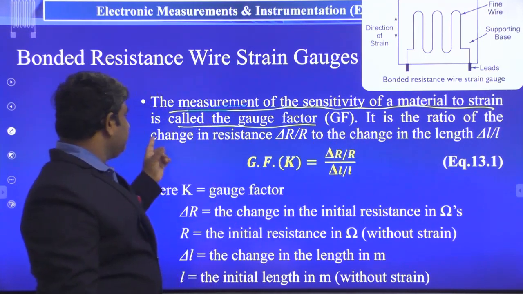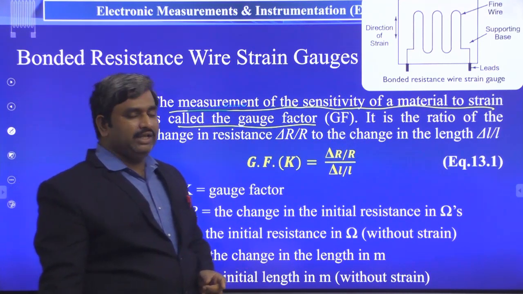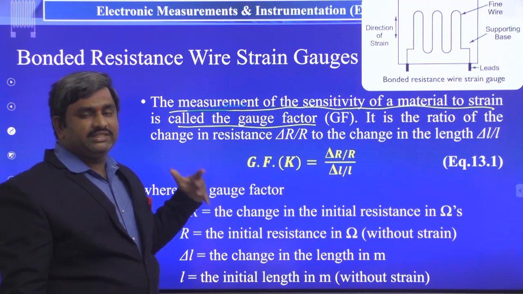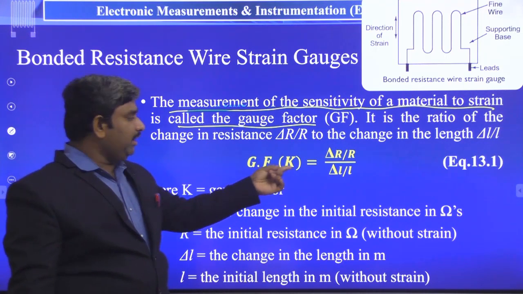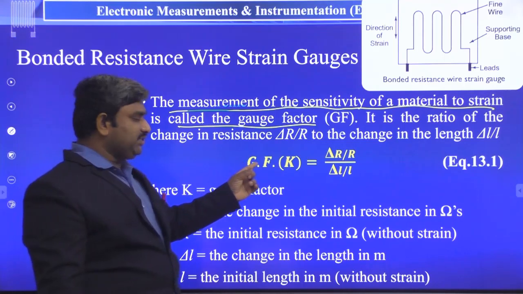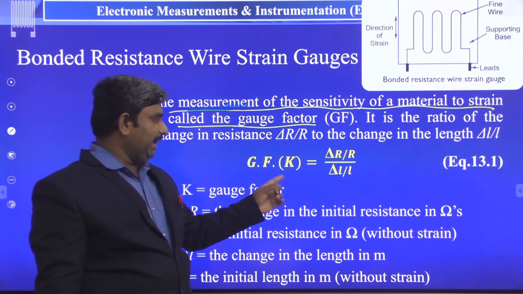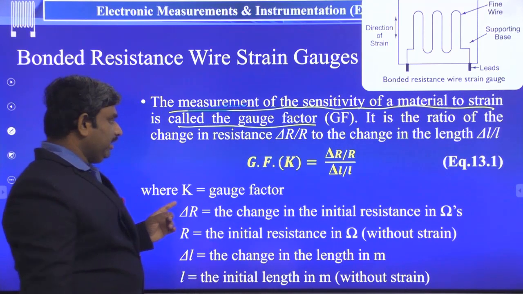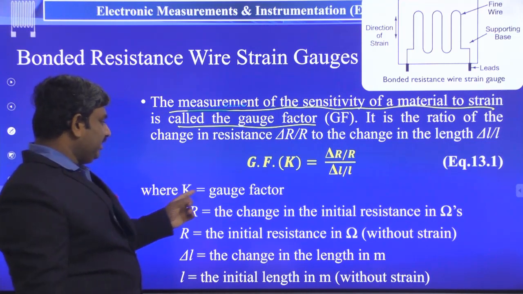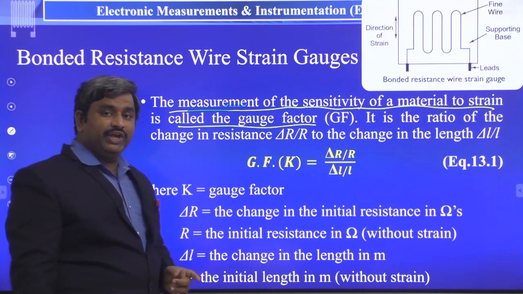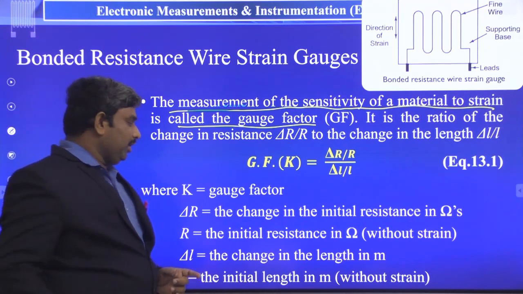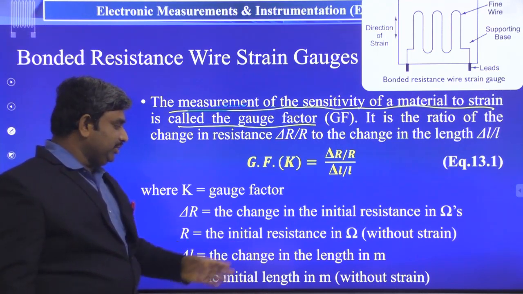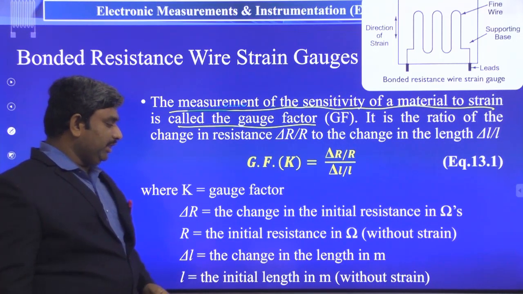It is the ratio of the change in the resistance to the change in the length. Here we can give the relationship between this gauge factor with the resistance and length. The gauge factor we are representing with K. K is equal to delta R by R, divided by delta L by L. Where K is the gauge factor, delta R the change in the resistance in ohms, R the initial resistance in ohms, delta L the change in the length in meters, L the initial length in meters.